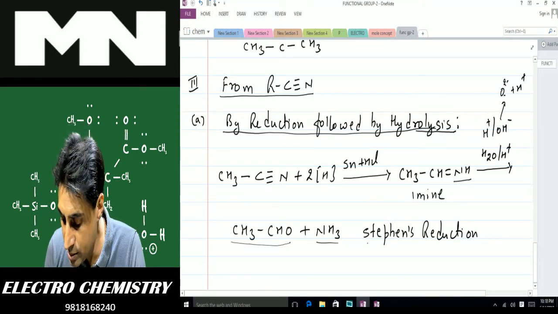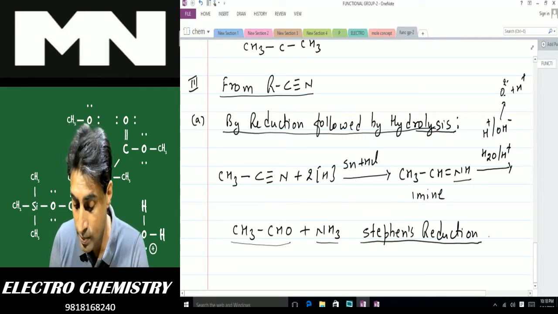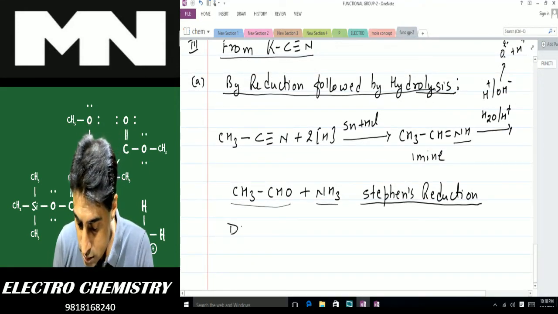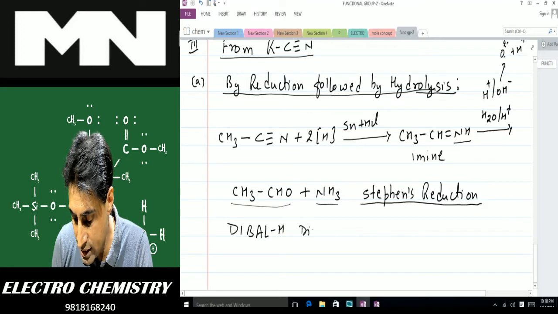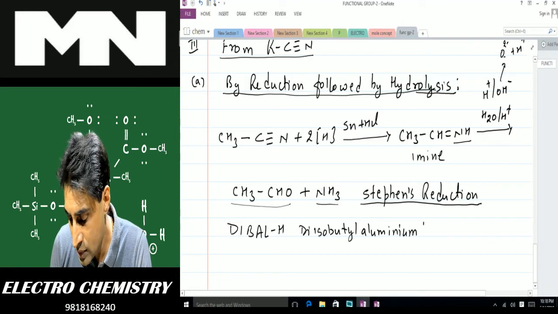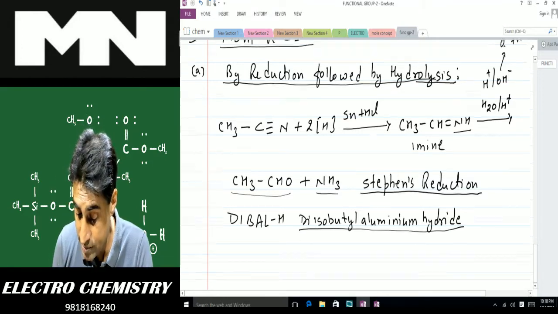My dear students, you have to remember one thing, that this is the only reduction process where the reduction is followed by hydrolysis. Same reaction we can do with DIBAL-H also, that is diisobutyl aluminum hydride. This again is a good reducing agent and it selectively reduces the CN part to imine.